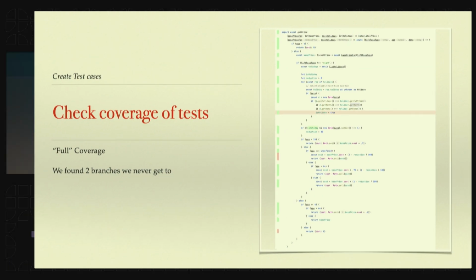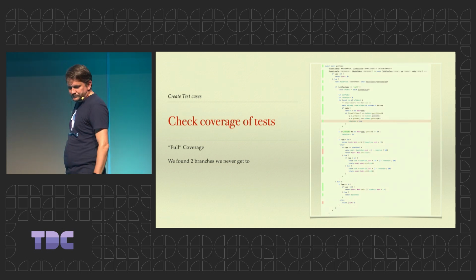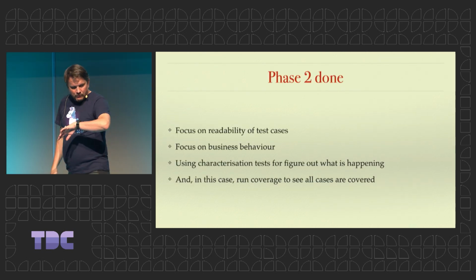But we see here there's 2 pieces of code. There's 2 branches that we never get to. One of them actually shows that the refactoring we did changed the behavior. I'm honest with you now with this. The other one is just dead code. Again, something we didn't see. It's code that we never get to. But that's the second step.